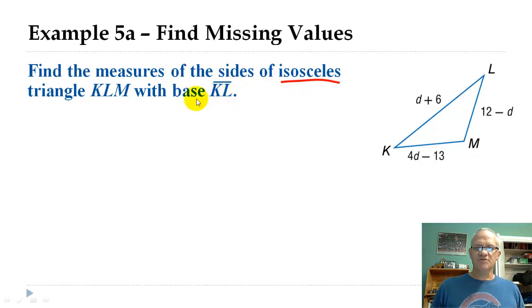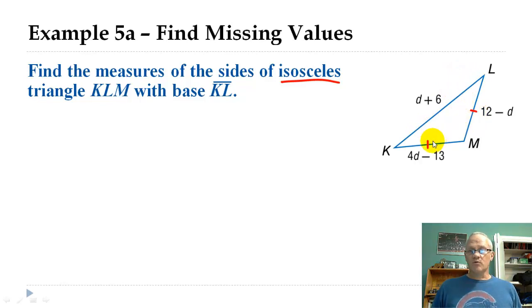So in this situation, since KL is the base, that's this side here, if KL is the base, that means that KM and LM are congruent, okay? Does everybody get that? The base is the side that's not congruent. The other two sides are congruent. So when they tell you the base is KL, that means the other two are congruent.